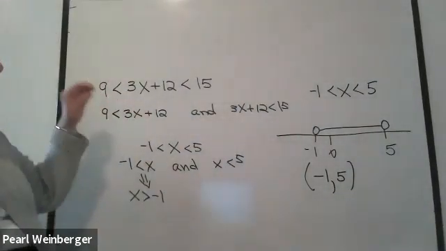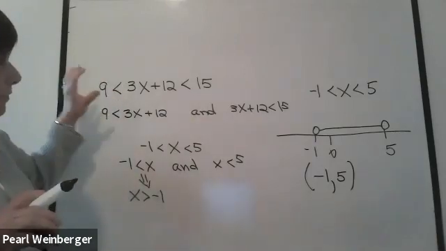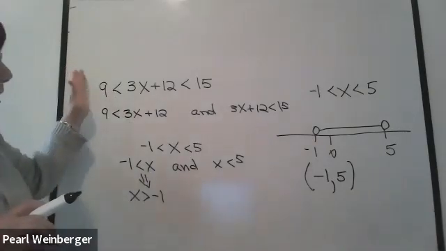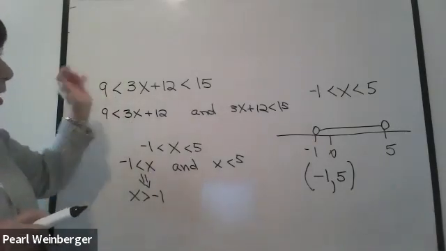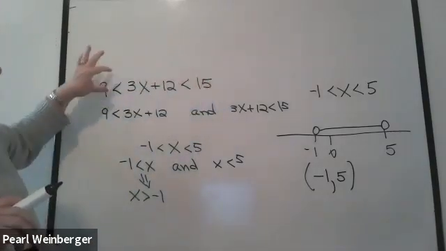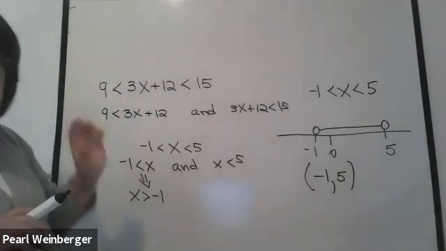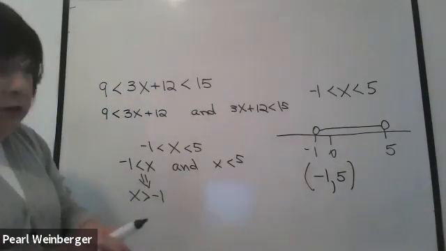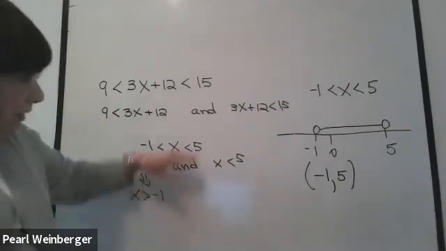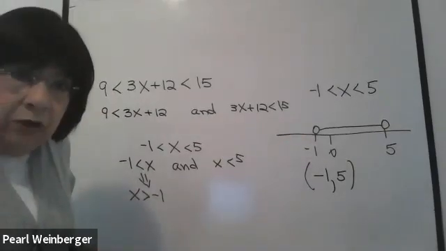To use this double inequality, we always have to have it set up in such a way that on the left side is the smaller number, on the right side is the larger number, and the inequality signs are either less than or less than or equal to. Okay, is there any question about how this looks on the number line? How this translates to this? Any question before I go further?